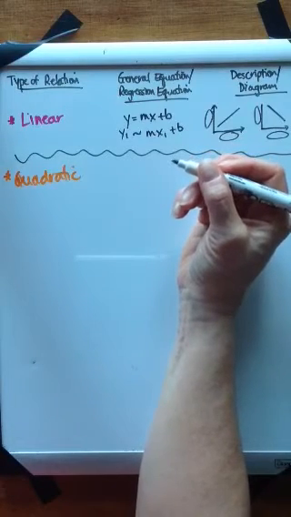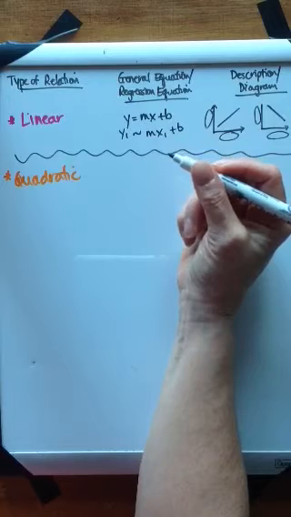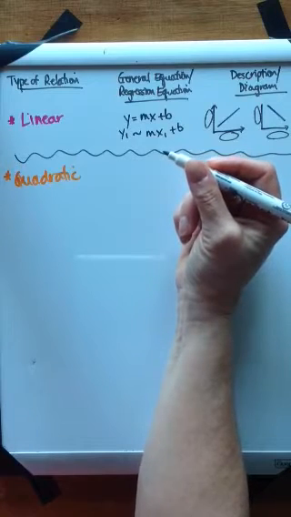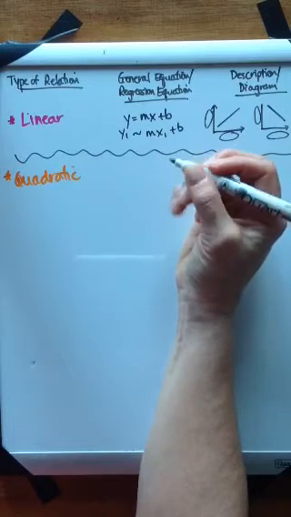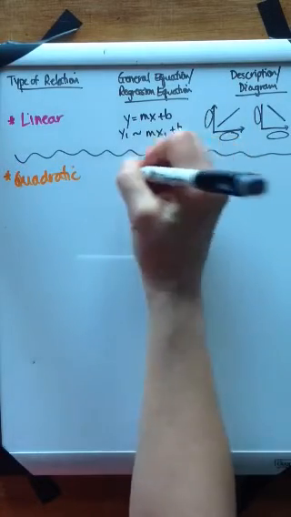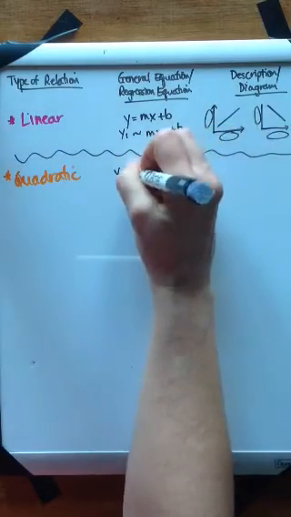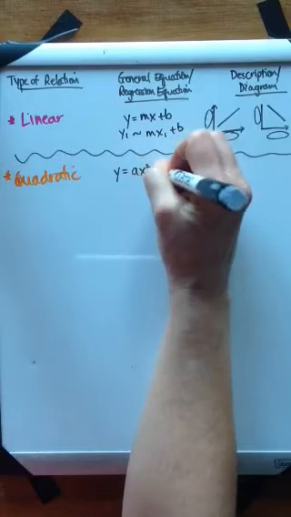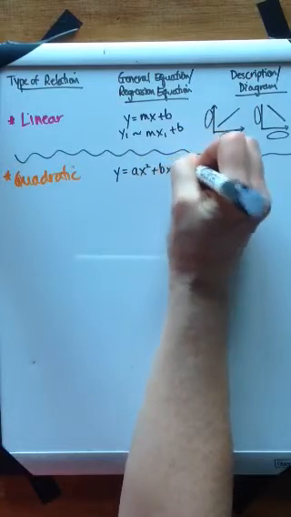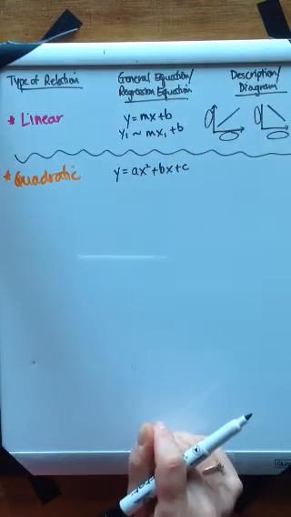So for quadratic, in previous math courses you may have learned you can express that relation in vertex form, in intercept or factored form, and also in standard form. We're going to use standard form as our general equation. So as a recall, it looks something like this. Y equals ax squared plus bx plus c.